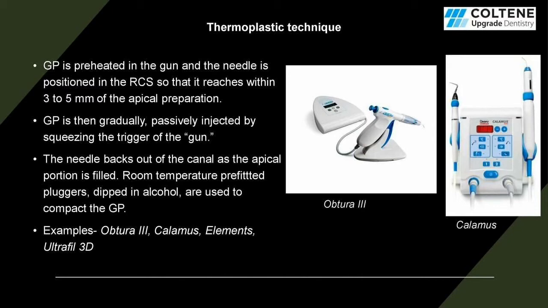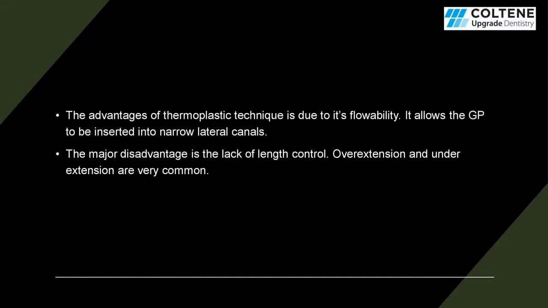And why I mentioned the cost factor is because the GuttaFlow 2 that we have would significantly reduce this factor. We'll see about it in the coming slides. The advantage is the flowability in this technique, and the corresponding disadvantage is the lack of length control, as we have already seen in the other warm techniques. Overextension and underextension are very common in this technique.